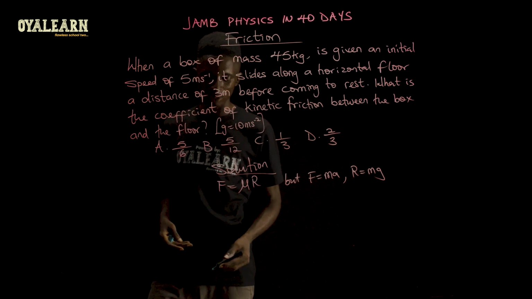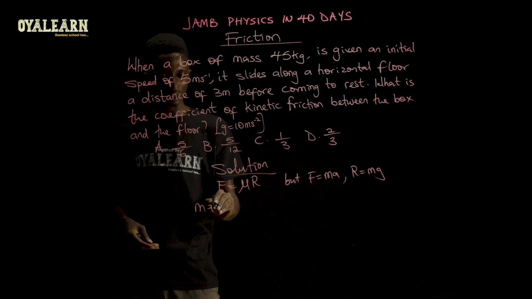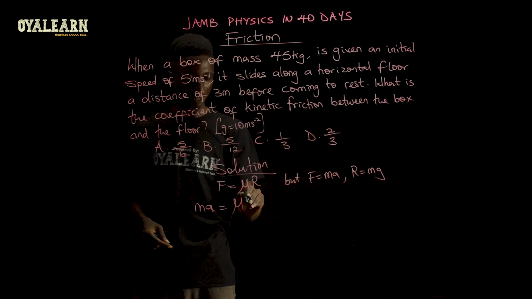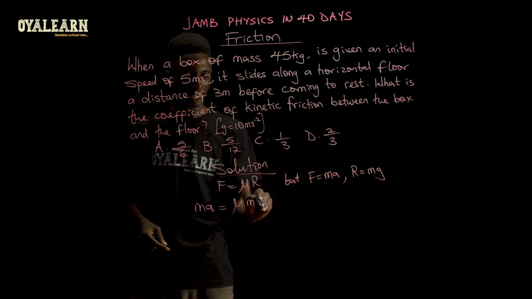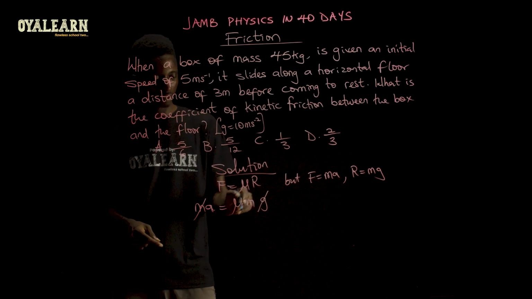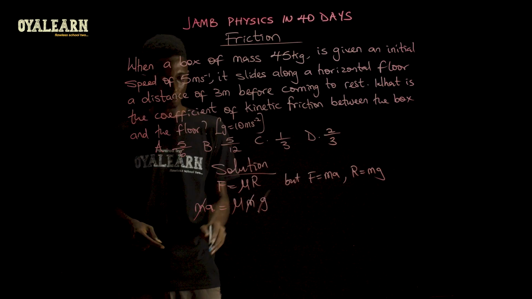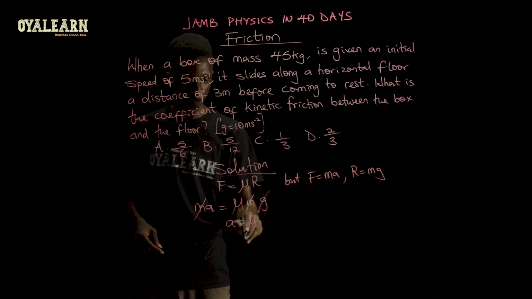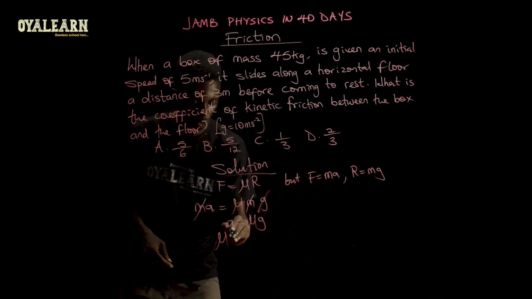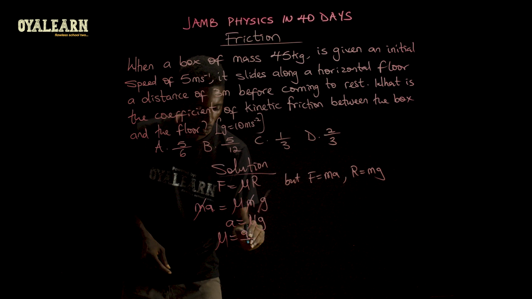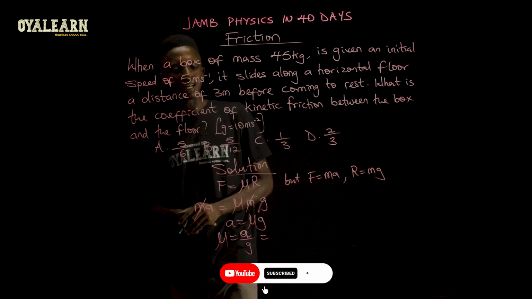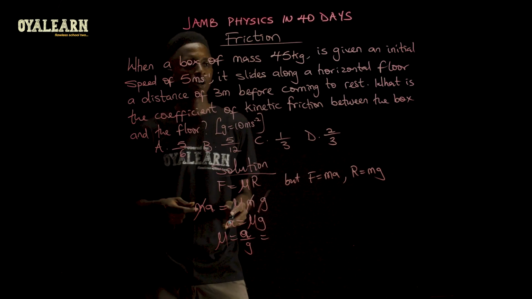So if we put that into this equation, we'll be having MA equals coefficient of kinetic friction multiplied by mass multiplied by acceleration due to gravity. So you see here M cancels M. So A should be coefficient of kinetic friction and gravity. So the coefficient of kinetic friction would then be A over G. So how can we get A? Now acceleration is change in velocity over time.